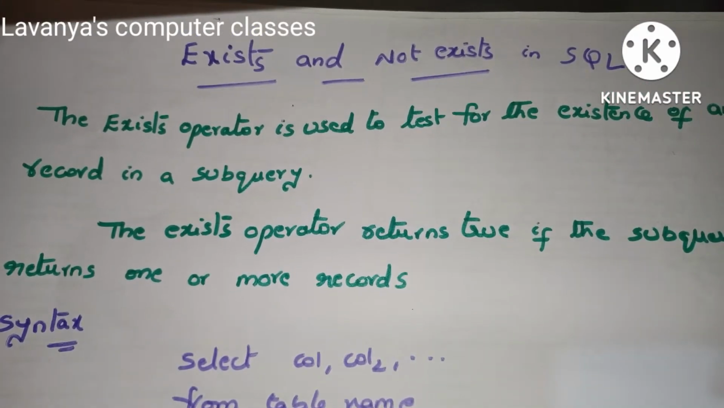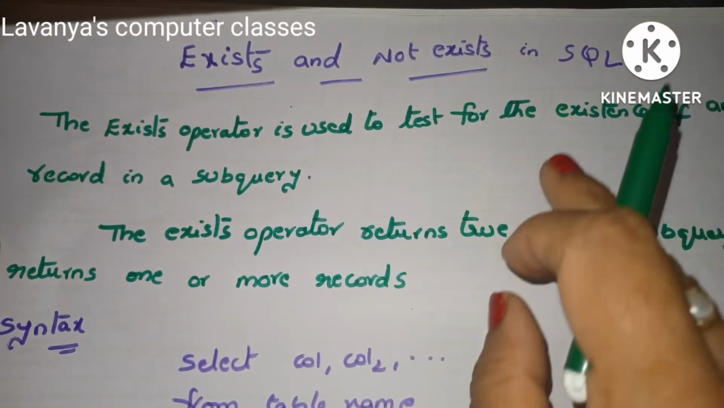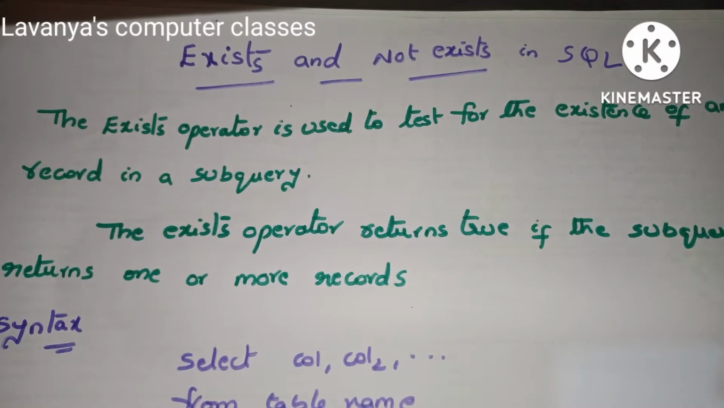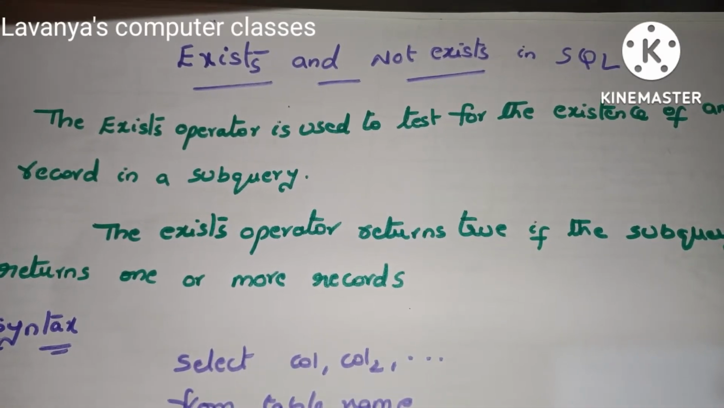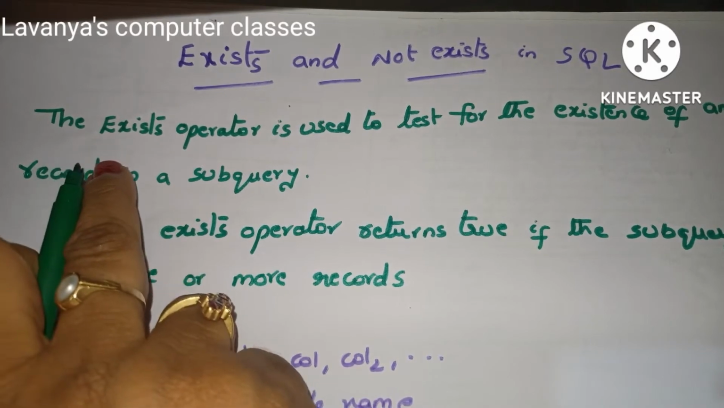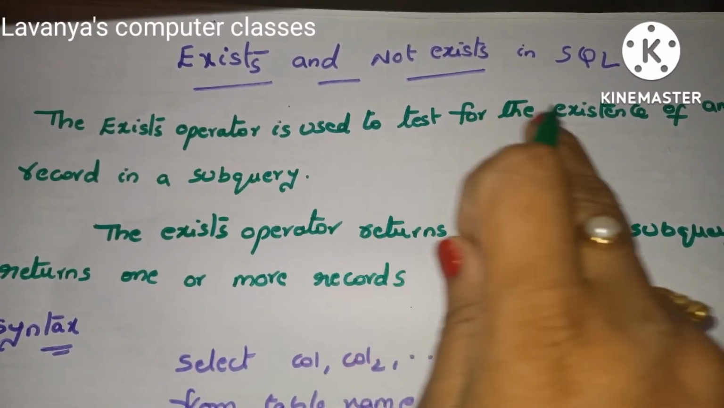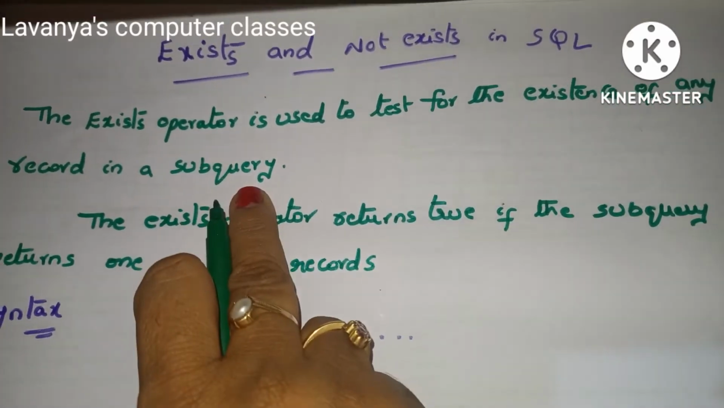In this video, I'll explain the EXISTS and NOT EXISTS operators in the SQL DBMS concept. How do these operators work, and where are they used? So what is the use of the EXISTS operator? The EXISTS operator is used to test for the existence of any record in a subquery.